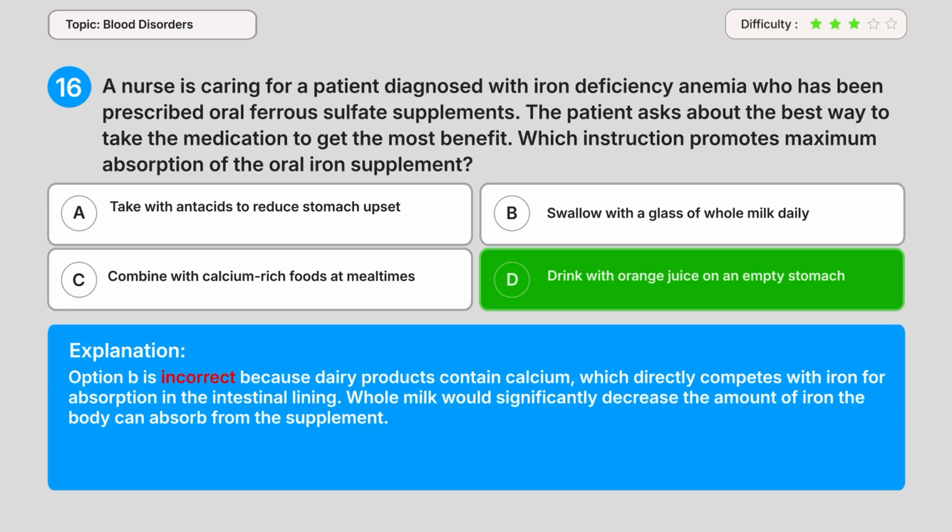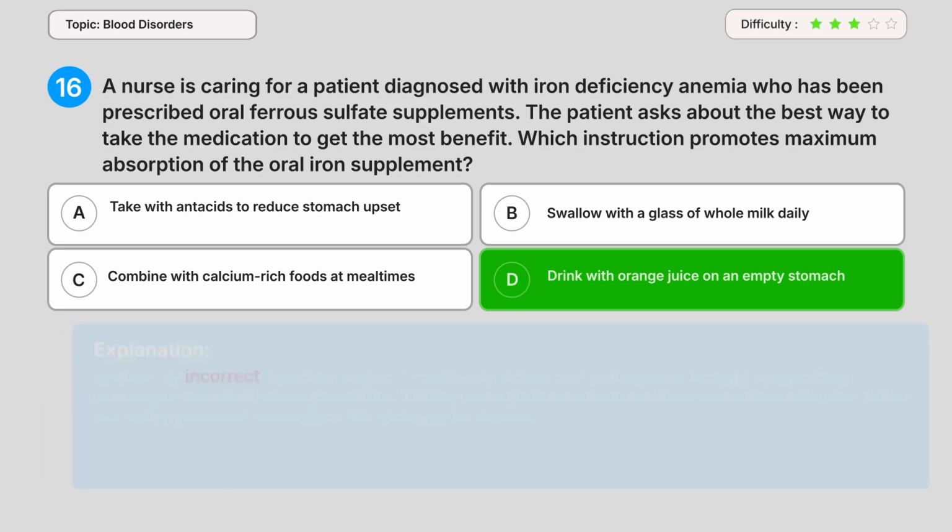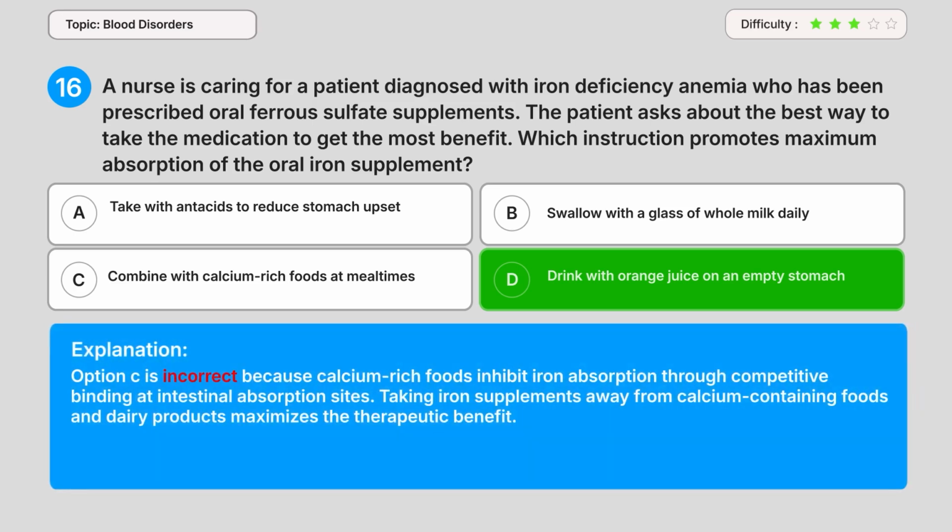Option B is incorrect because dairy products contain calcium, which directly competes with iron for absorption in the intestinal lining. Whole milk would significantly decrease the amount of iron the body can absorb from the supplement. Option C is incorrect because calcium-rich foods inhibit iron absorption through competitive binding at intestinal absorption sites. Taking iron supplements away from calcium-containing foods and dairy products maximizes the therapeutic benefit.